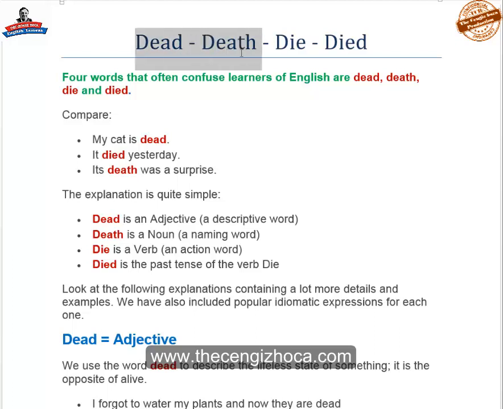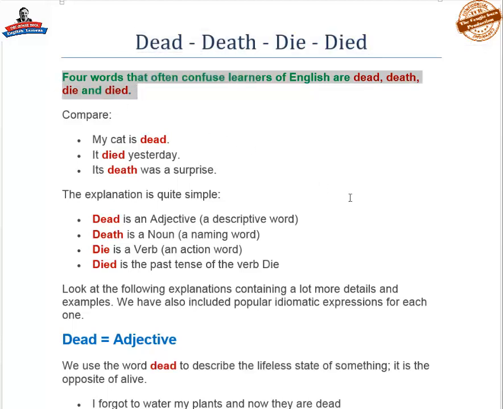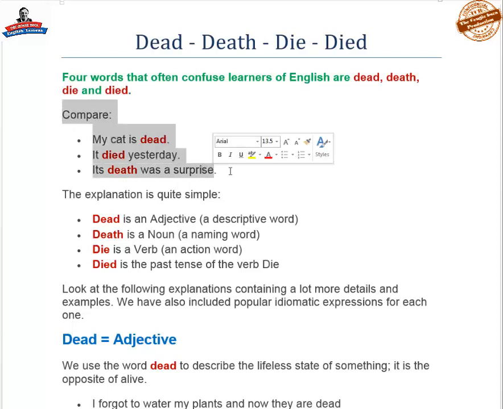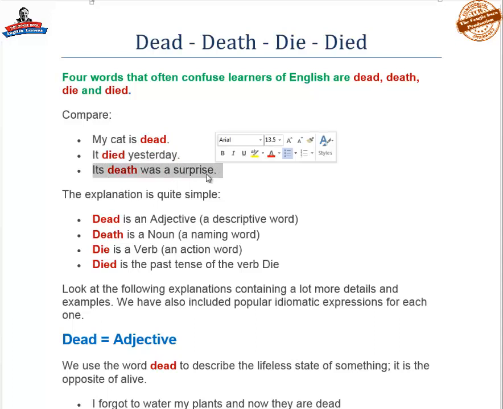Dead, death, die, died. These are 4 words that often confuse people learning English. Here we have some sentences to compare. My cat is dead. It died yesterday. Its death was a surprise.